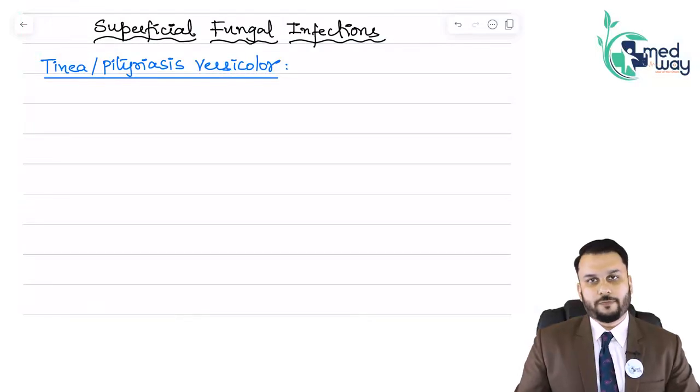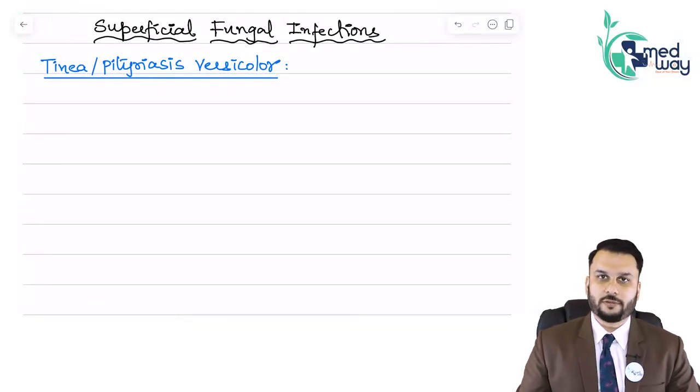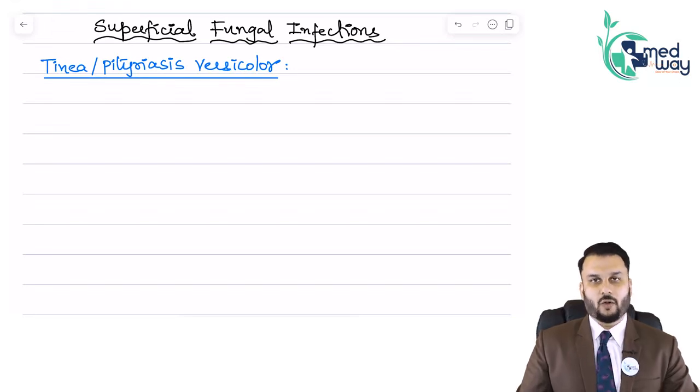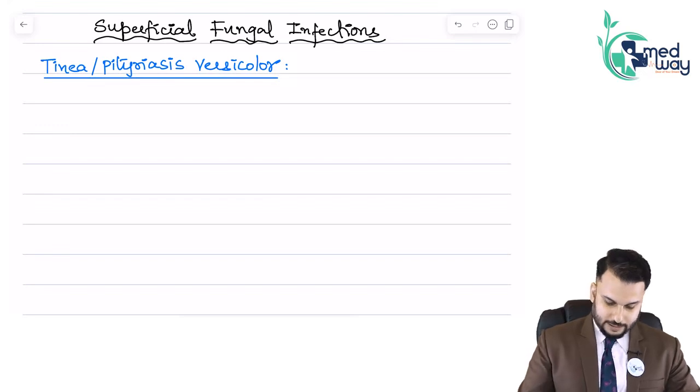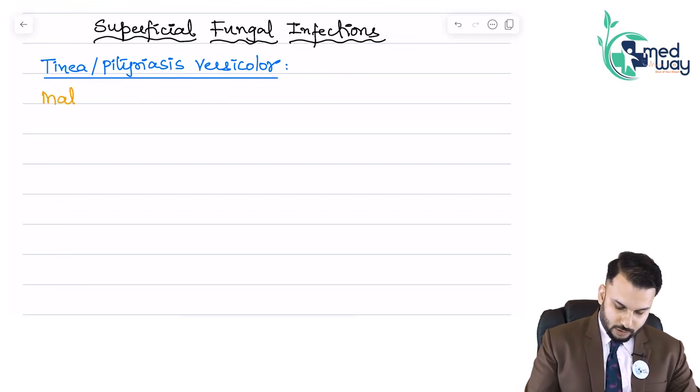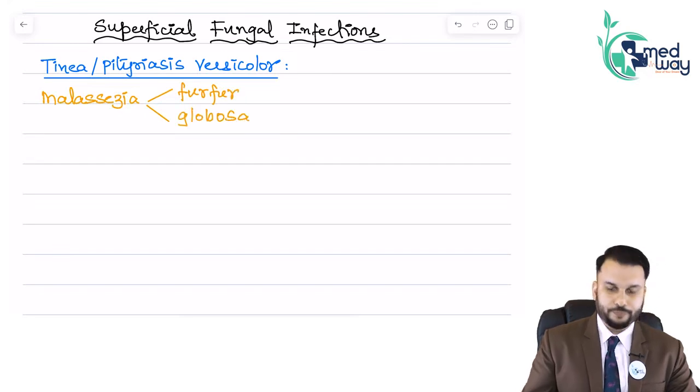Now, the first topic in the superficial infections, the name of this infection is Tinea or Pityriasis versicolor. This disease or infection is caused by one fungus, and this fungus is known by the name of Malassezia furfur or globosa. So technically there are two species, Malassezia furfur and Malassezia globosa. Okay.